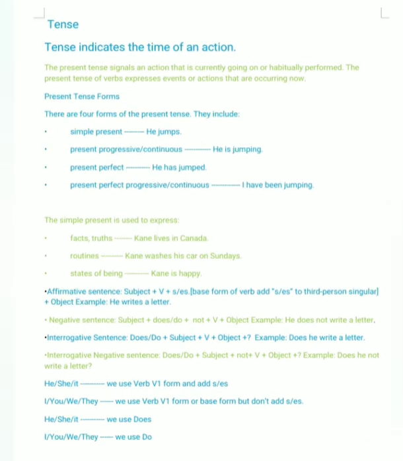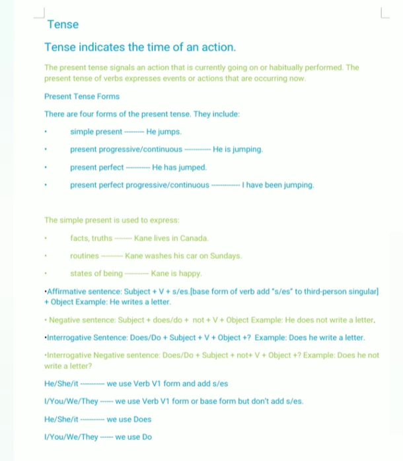Routine works like Kane washes his car on Sundays. And state of being, means how is Kane? Kane is happy. So for writing an affirmative sentence in present tense, what do we have to write first? First we have to write subject, then V1 form, meaning verb form, and then object.